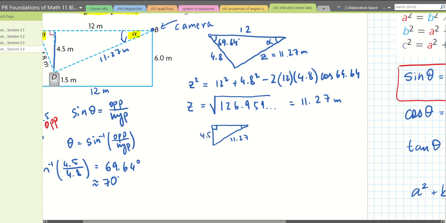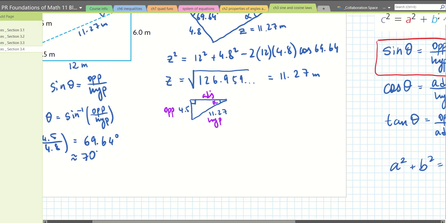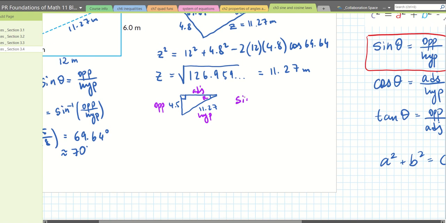So in this case, again, label your sides. So this is our angle alpha, so that's your angle of interest. This is going to be the opposite side. This is going to be the hypotenuse. This is the adjacent side. So we need to relate the opposite and hypotenuse. So again, that's going to be sine. So we're going to write sine of alpha equal to opposite over hypotenuse.